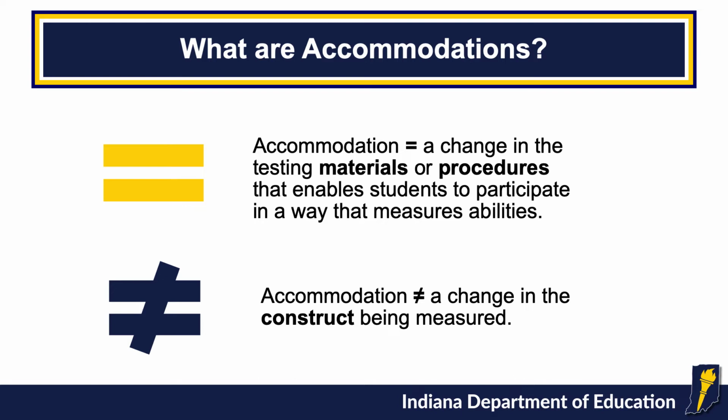An accommodation is a change in the testing materials or procedures that enables students to participate in a way that measures abilities. An accommodation cannot change the construct that is being measured. Remember, a construct is that knowledge or skill related to the academic standard which we are measuring. It is important to evaluate each accommodation to ensure the validity of the construct.